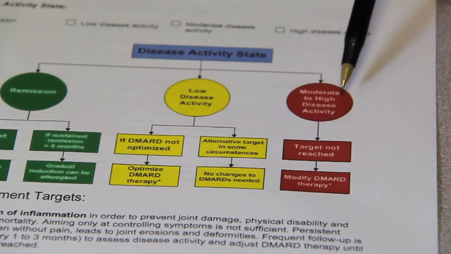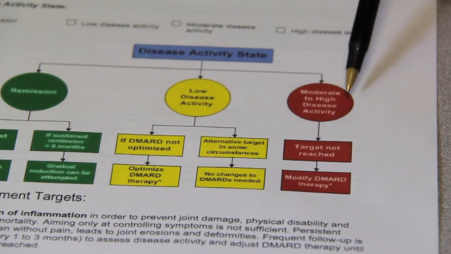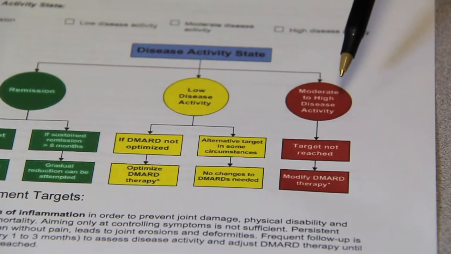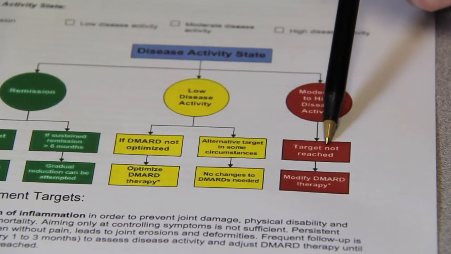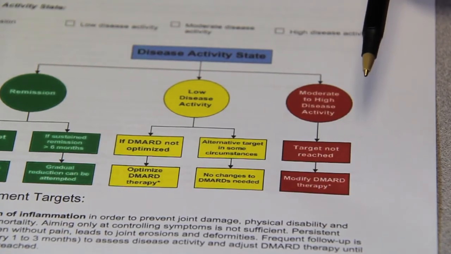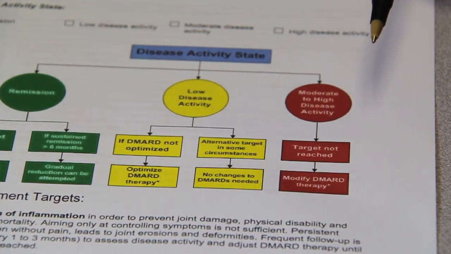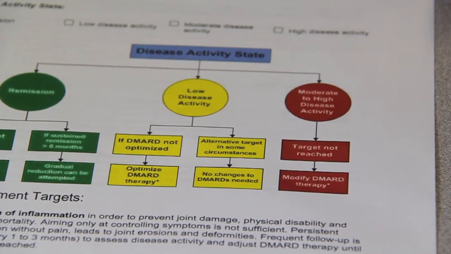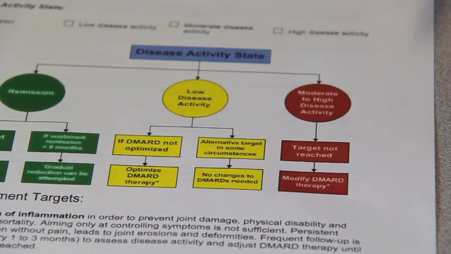And finally, if someone has moderate or high disease activity, as indicated by the red here, then it means that the target has not been reached. We definitely need to do something here and modify DMARD therapy. If they're on maximum traditional DMARD therapy, this is when we would go to a biologic agent.